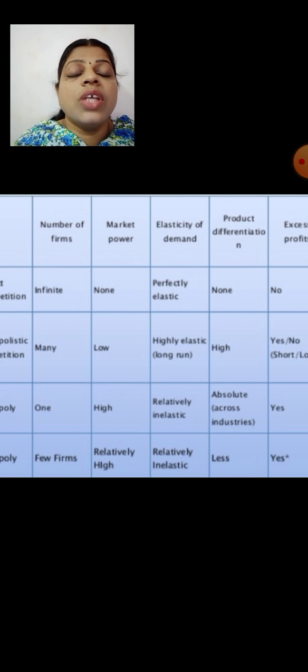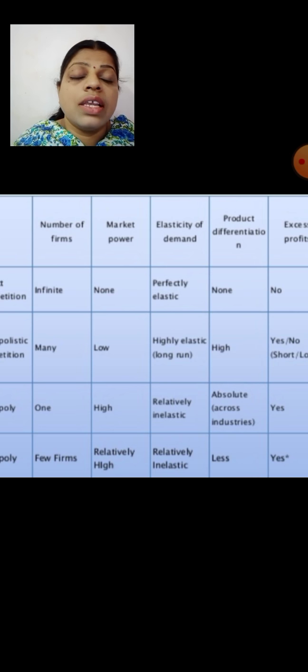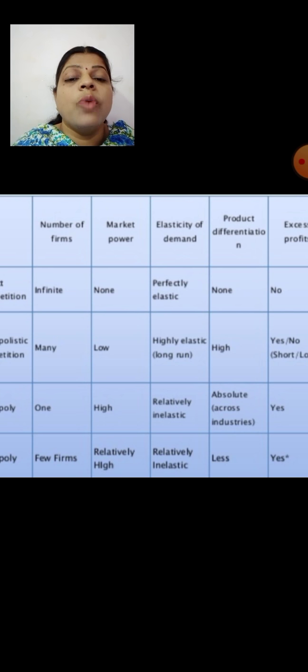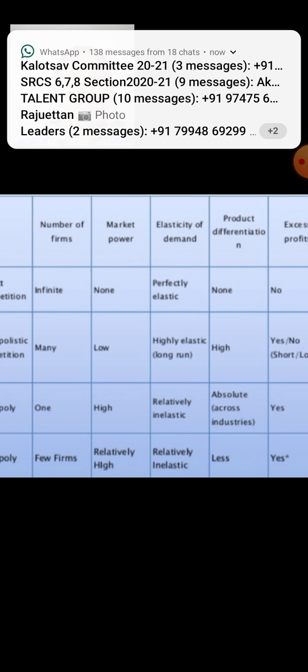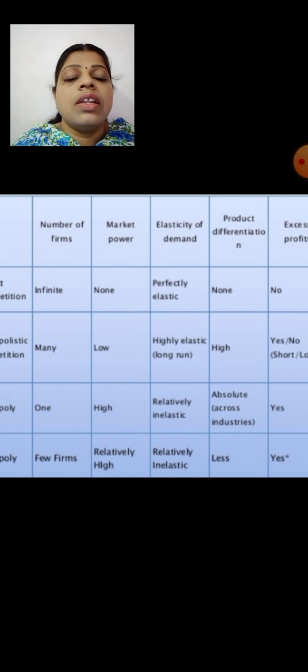Then what about the monopolistic competition? It is highly elastic. That means it is not perfectly elastic, but it is highly elastic, especially in the long run, not in the short run. Next, what about the monopoly? It is relatively inelastic. That is, it is relatively inelastic in the monopoly market also.